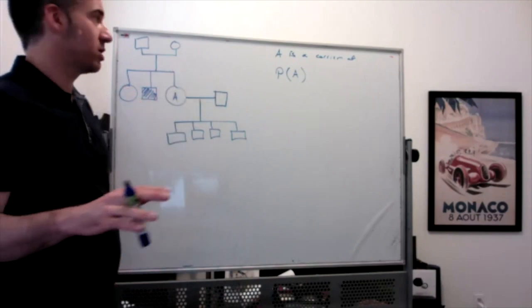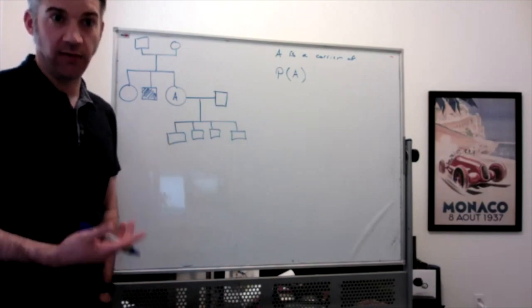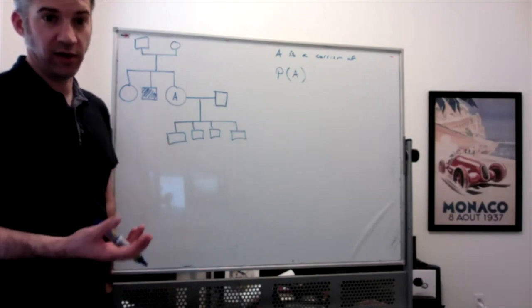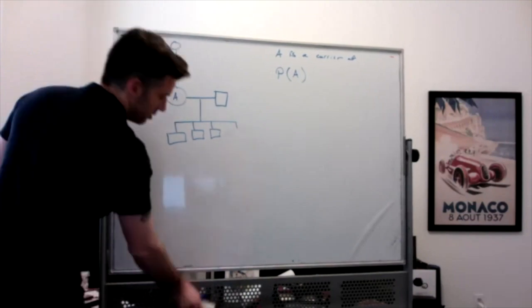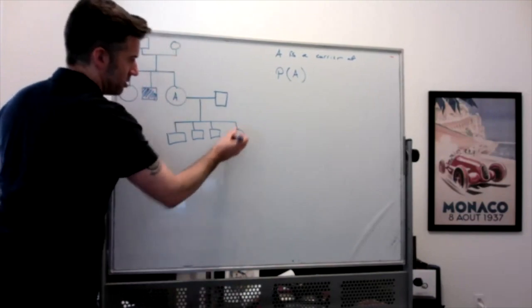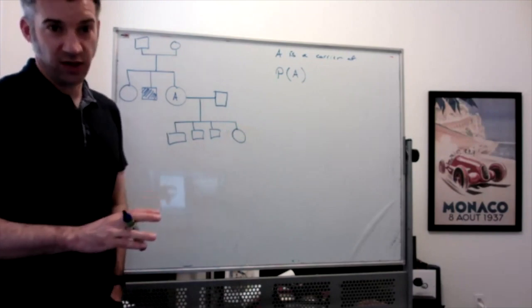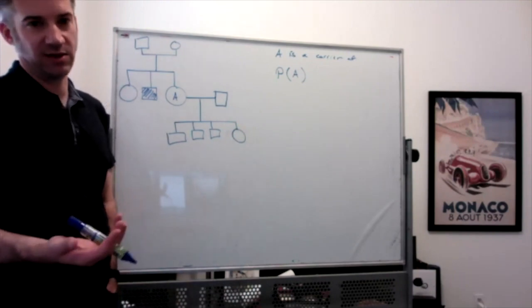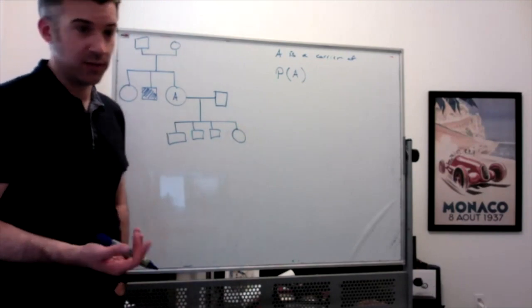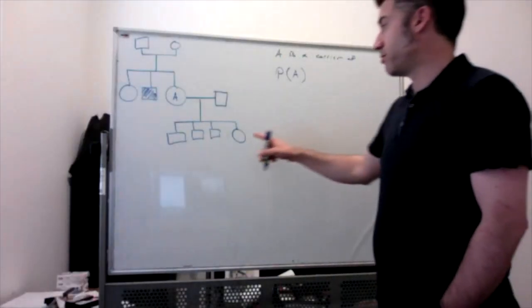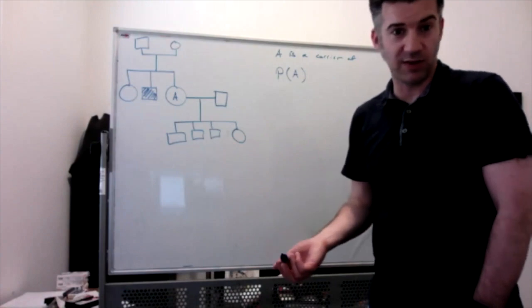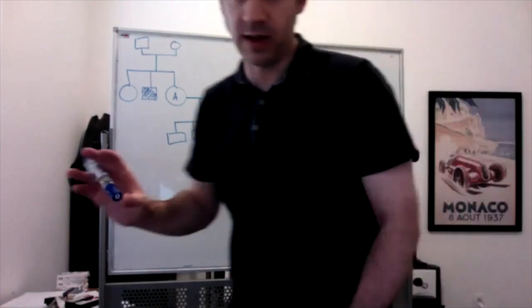But we can actually refine our estimate of the probability that she is a carrier based on the fact that none of her 3 sons or 1 daughter have it, mostly the sons, right? Knowing the daughter doesn't have it doesn't really tell us anything else. But knowing that the 3 sons don't have it tells us a lot. So let's write it this way.